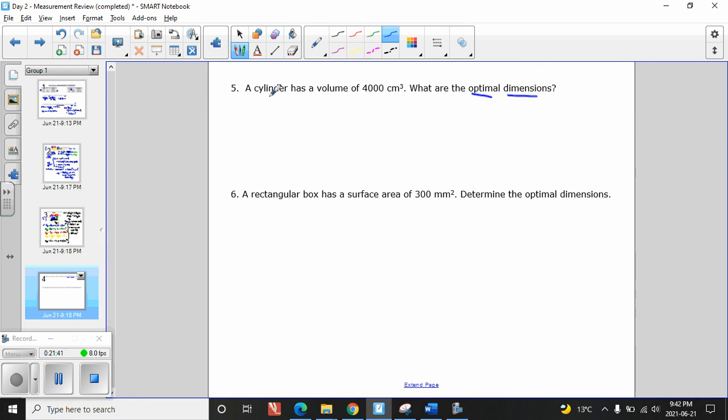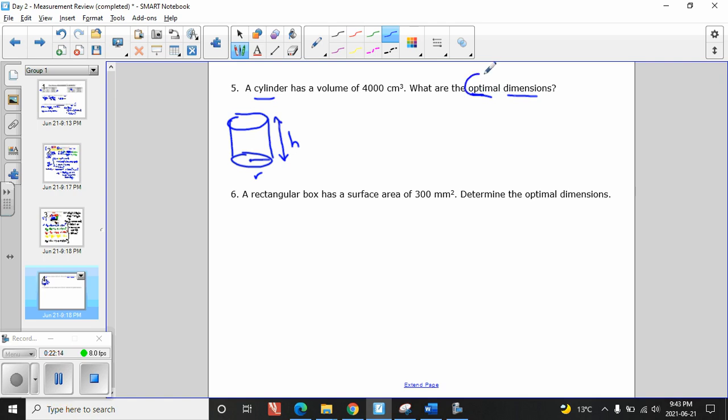So this first one says we're looking at a cylinder and we know its volume. What are the optimal dimensions? So a diagram is usually helpful, even if you have crummy art skills like I do. So the volume is 4,000. And usually the things that we need to know are radius and height to identify a cylinder. We're not given either of those things, but those are the 2 dimensions that we're going to be finding in this problem.